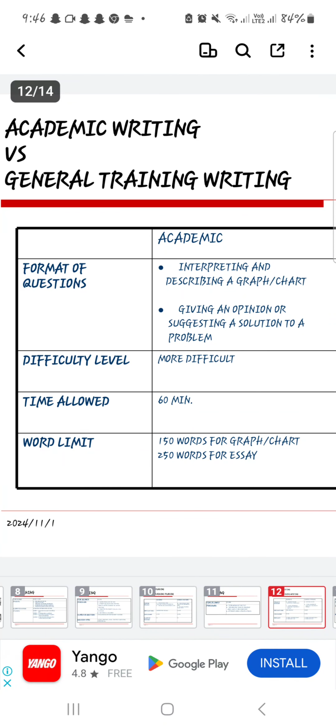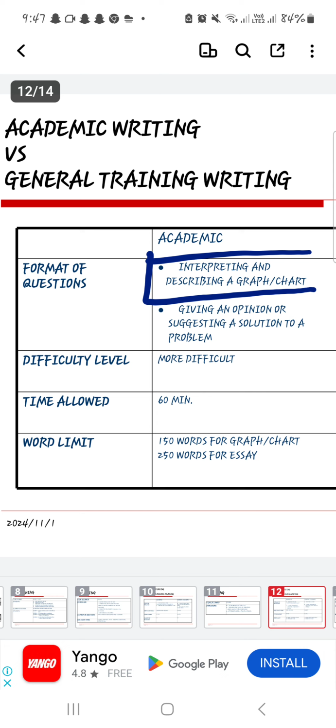Okay, so we were talking about the writing module. In part one, task one, you have to interpret any kind of graph or chart. And in part two, task two, you have to write an essay. I will tell you what type of tasks there are in part one.